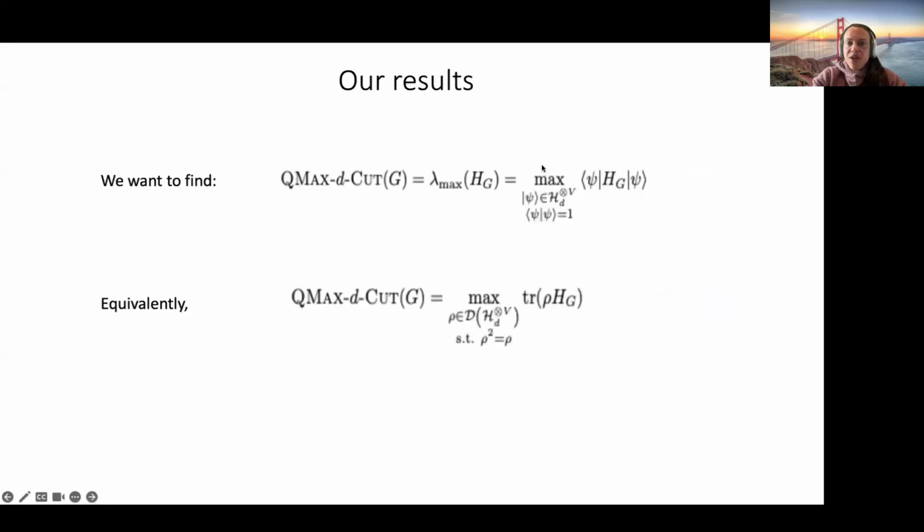So now for the d-cut, we want to do the same. We want to find lambda max of this Hamiltonian, which is the sum of the local terms, which is the max over all unit vectors in the exponentially large dimensional space, d to the n, of this inner product. You can write this as the maximum over density matrices, which represent generally mixed quantum states, of the trace of rho times h of g. So this is a standard way to transform one quantity to another.